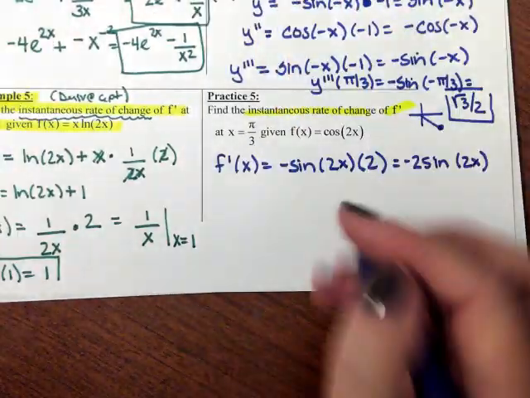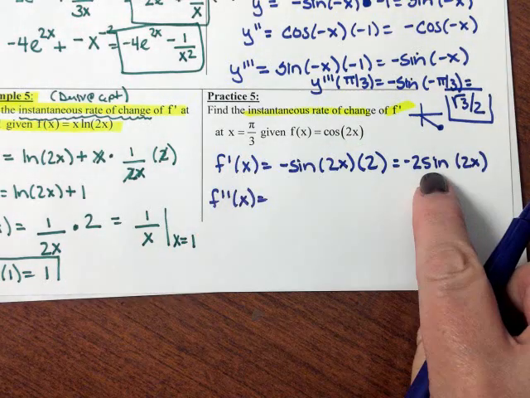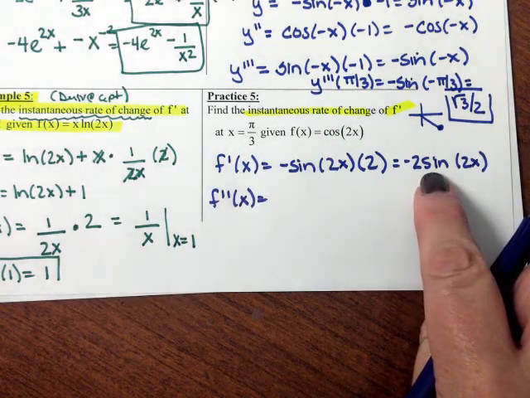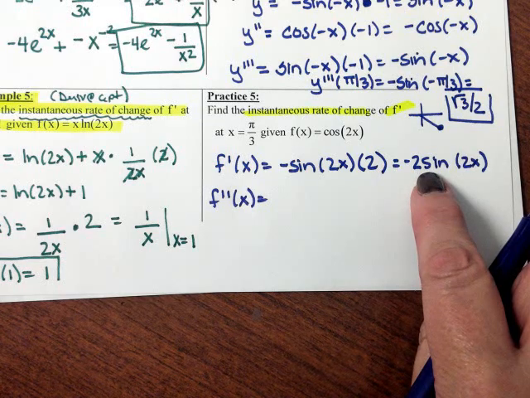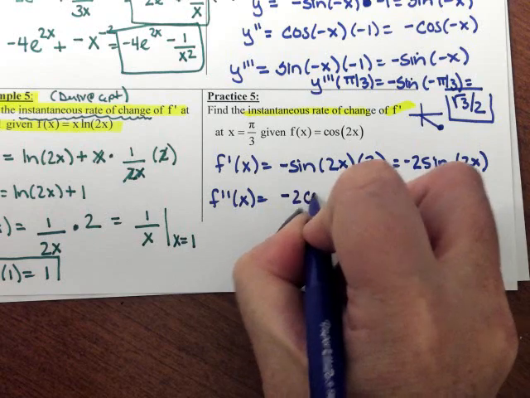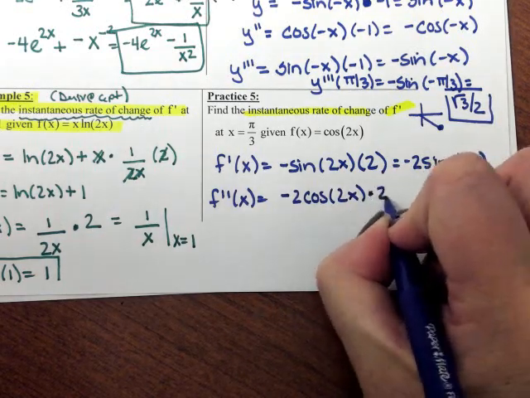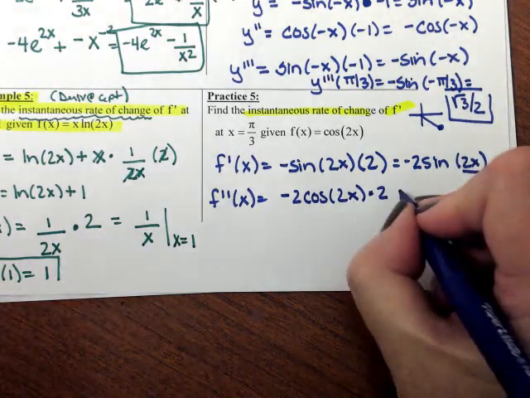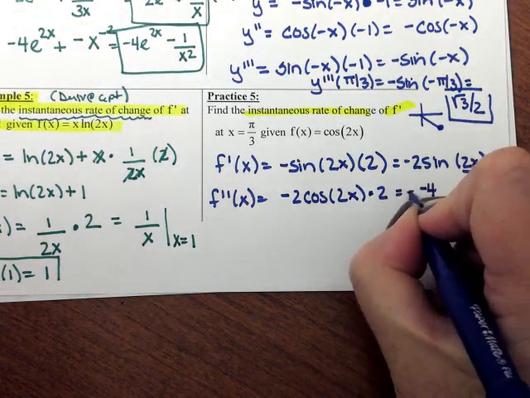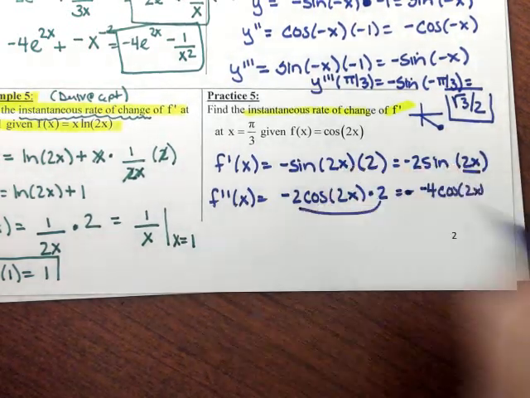So now I'm going to have to take my second derivative. So again, I have to use my chain rule again. The derivative of sine is going to be a cosine, so this is going to be a negative 2 cosine of 2x times the derivative of the inner function, which is a 2. So the second derivative is negative 4 cosine of 2x when I multiply 2 times negative 2.